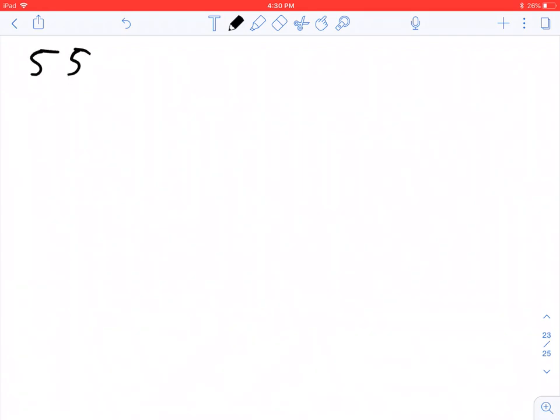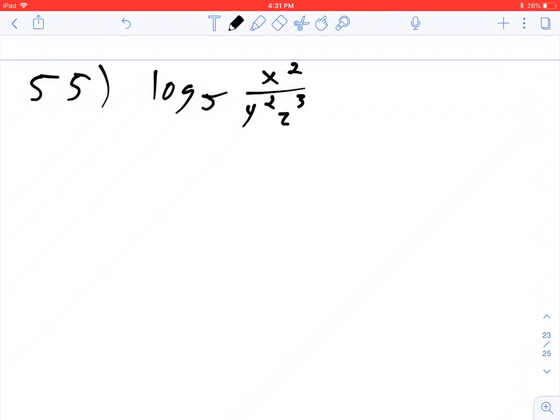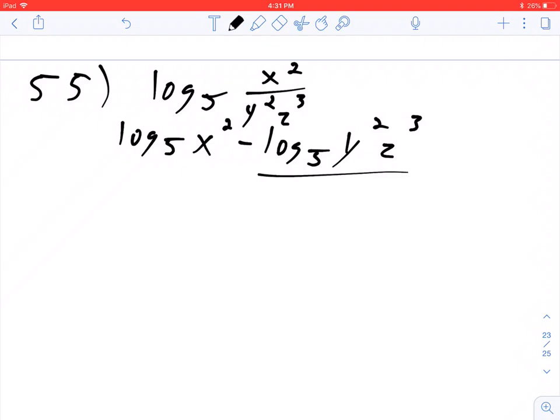Here's 55. 55 tells us it's log base 5 of x squared over y squared z to the third. Again, we're going to use the quotient property and the power property and the product property to split this up. So we're going to start with the quotient property. We're going to have log base 5 of x squared minus log base 5 of y squared z to the third.